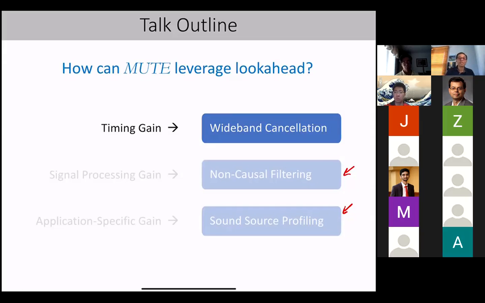Okay? So that way the filtering becomes much better, your W estimate becomes much better, because you don't have to do that approximation so much. In fact, the further you push the relay away from you, the more look ahead you have, right? So that's the signal processing gain.